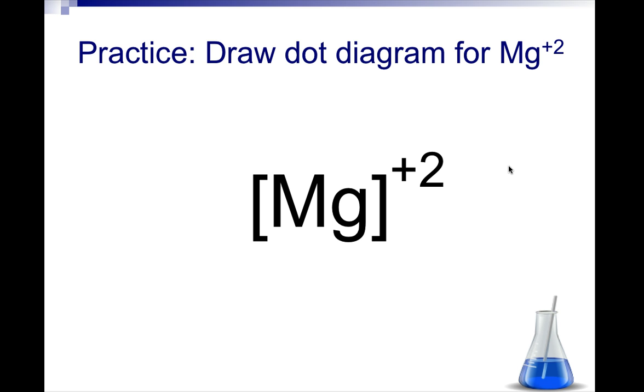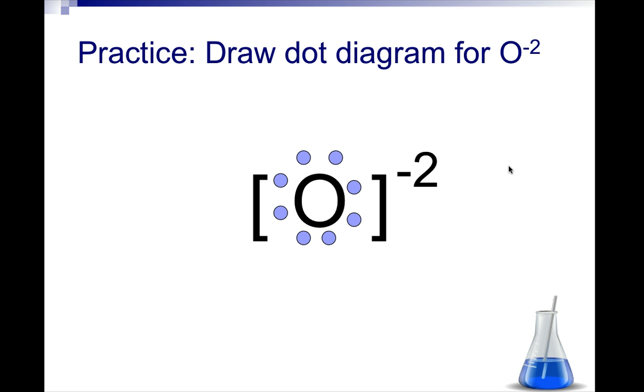So we will now practice doing the dot diagram for magnesium +2. Here's the dot diagram for oxygen -2. You'll notice that when oxygen has a -2 charge, it has a total of 8 electrons.